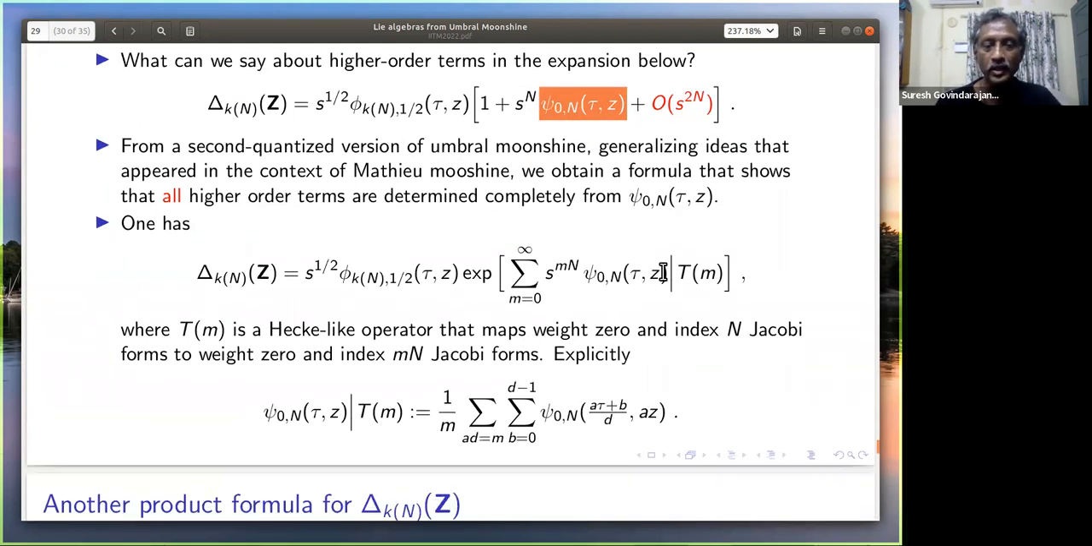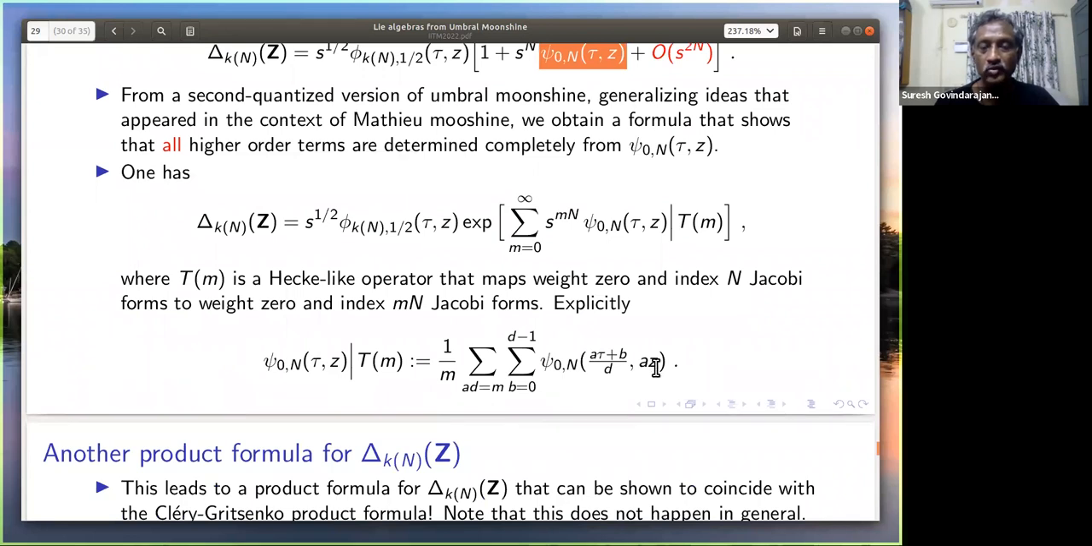Okay. And this is the formula that you get. Some Hecke operator. And it's some specific thing. Details are not important. But this is not quite what Borcherds, I mean, I told you there was a product formula. But then what Sitsapa and I showed is that this is equivalent to a product formula. And we proved that this formula is equivalent to that other formula.